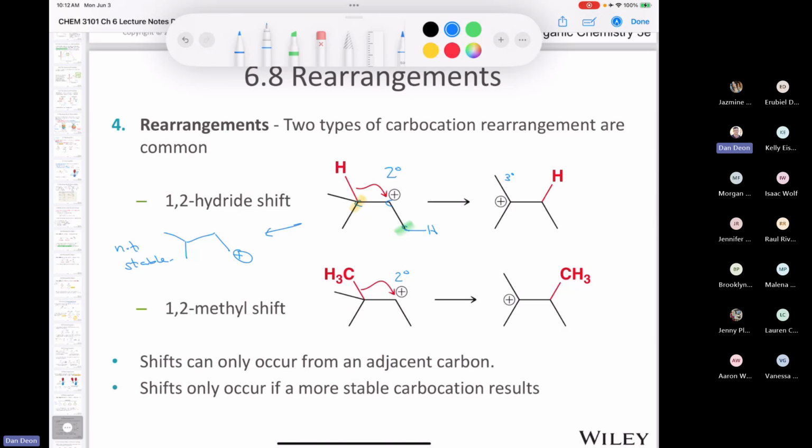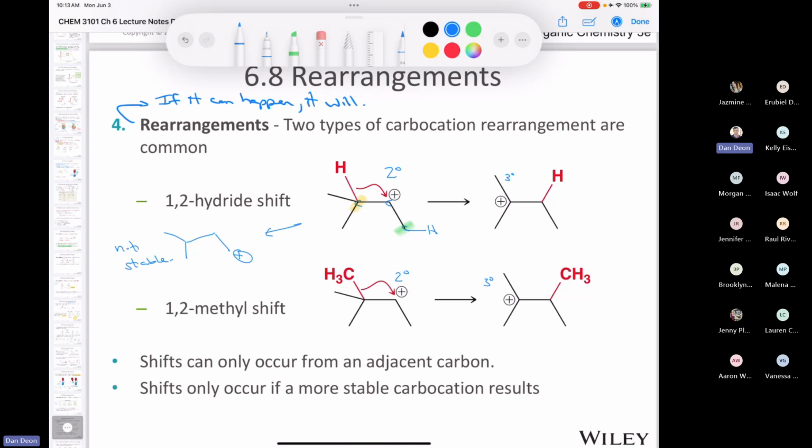If you have a methyl on the neighboring carbon and it comes over and you go from a secondary to a tertiary or from a primary to a secondary, it's going to happen because you end up with something more stable. So something about rearrangements I would put is this. If it can happen, it will. Okay, there's nothing you're going to do to prevent the carbocation rearrangement from occurring. If it can happen, it's going to happen, okay?